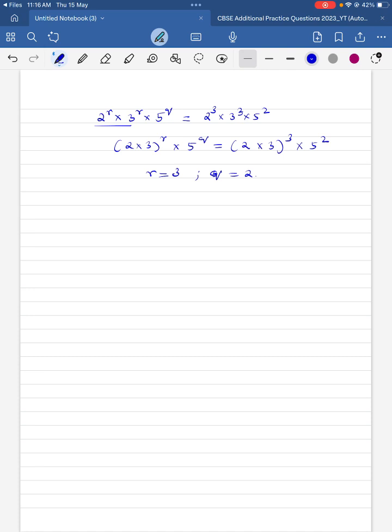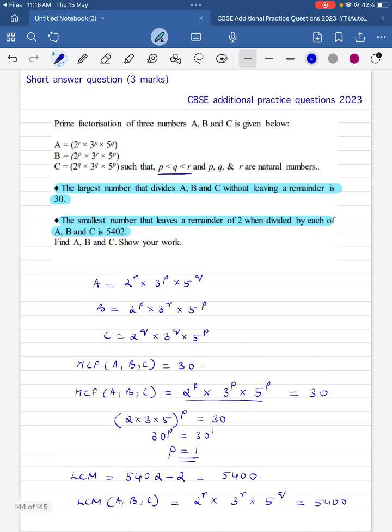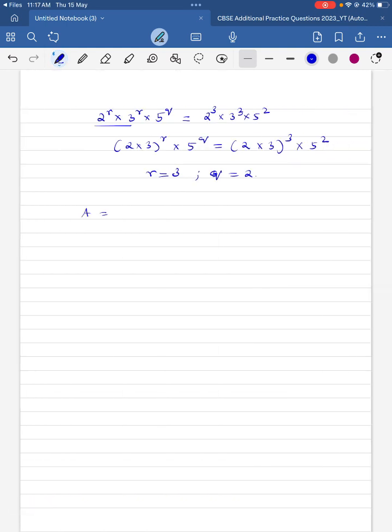Now we've been asked to find the values of A, B, and C. We know that the prime factorization of A is equal to 2 to the power of R times 3 to the power of P times 5 to the power of Q. So this is equal to 2 to the power of 3 times 3 to the power of 1 times 5 to the power of 2, which is 8 times 3 times 25, which is equal to 600.